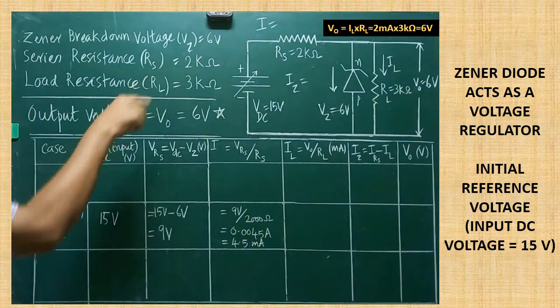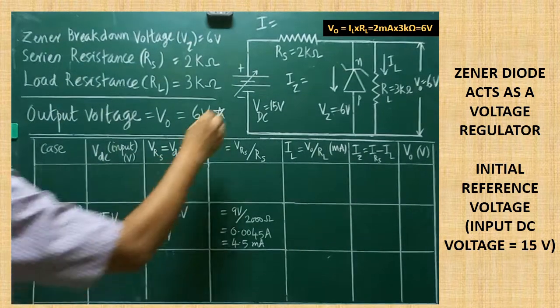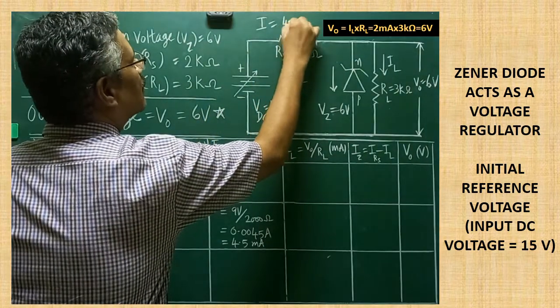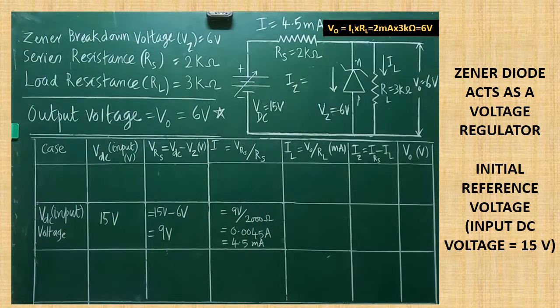So at present, how much amount of current is flowing through the RS? 4.5 milliampere is flowing. 4.5 milliampere amount of current is flowing through RS. Any doubt in this? Okay.